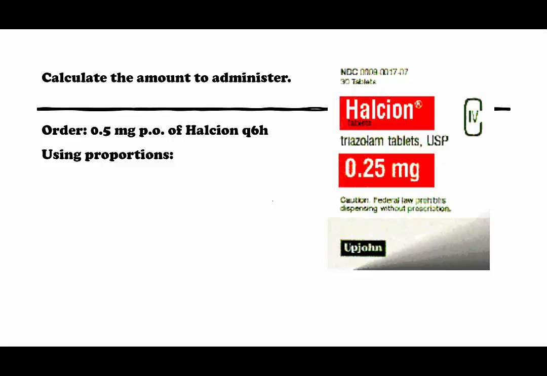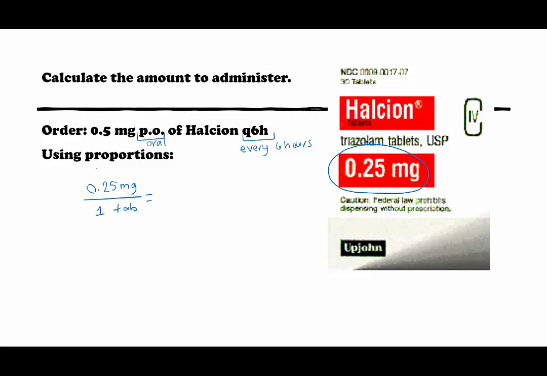Okay, let's look at all three methods. First, using proportions. In this example, the order is for 0.5 milligrams, PO just means oral, of the given drug, and this just means every 6 hours. So what information do we have on the label? We know that one tablet is going to be 0.25 milligrams. So using proportions, that was one ratio that I just said: 0.25 milligrams is found in one tablet.